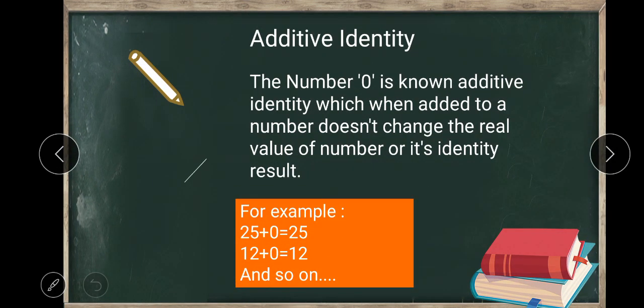Now next, additive identity. The number 0 is known as the additive identity, which when added to a number doesn't change the real value of the number, or its identity. 25 plus 0 is equal to 25 because 0 is the only number that does not change the real value of the number in addition. As 25 plus 0 we get 25, and the same for any number. 12 plus 0 is equal to 12, 1 plus 0 is equal to 1. Hence 0 is the additive identity.